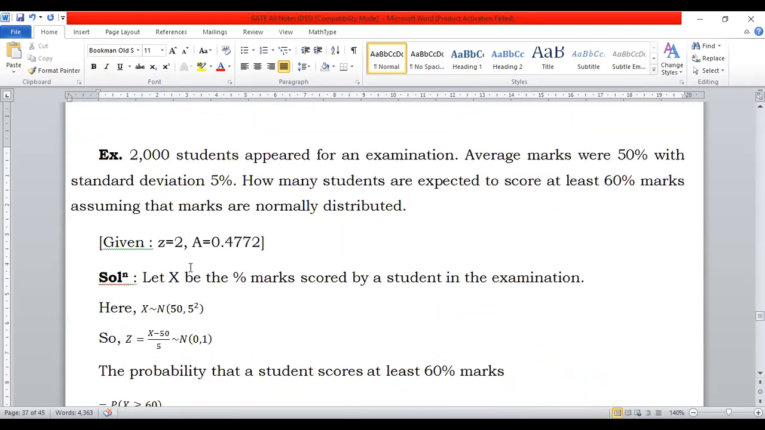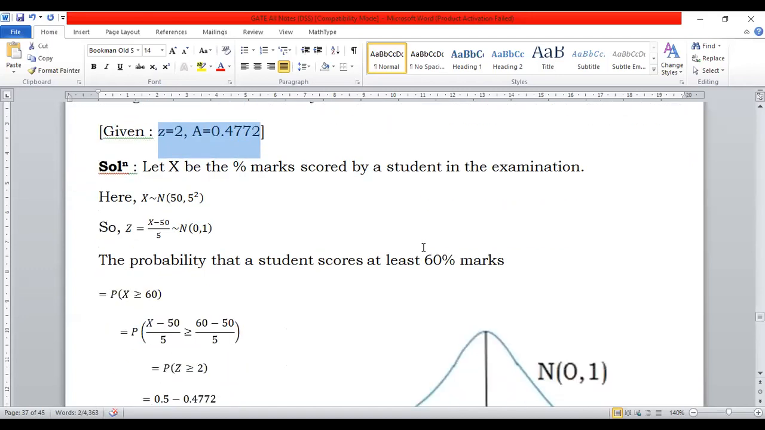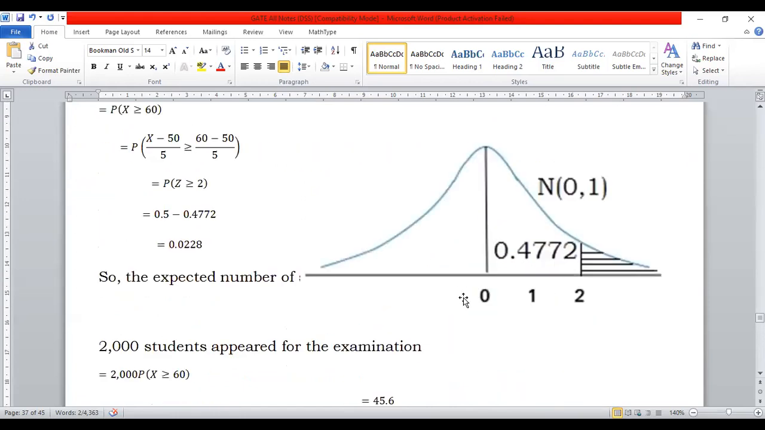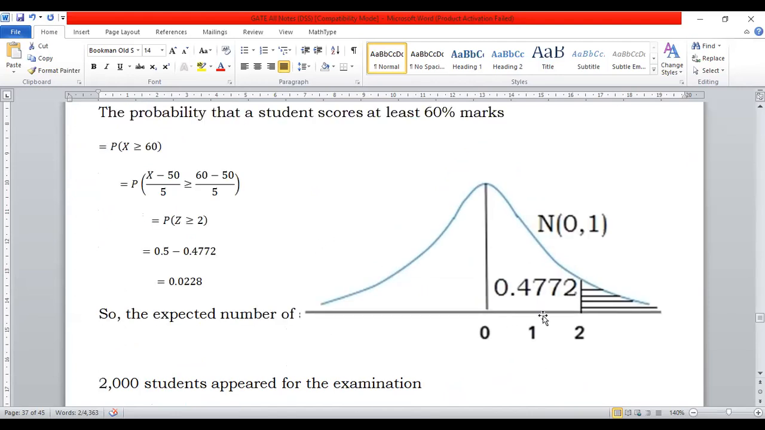Now the interesting thing is that for Z equal to 2, this much area. So that area is nothing but between the lines Z equal to 0 and Z equal to 2. So between Z equal to 0 and Z equal to 2, 0.4772 is the area. Then what we want is the probability of Z greater than or equal to 2. So we want to know the area of this shaded region.